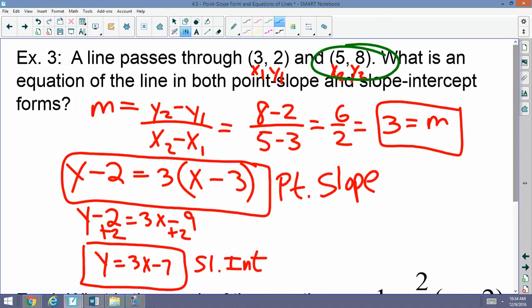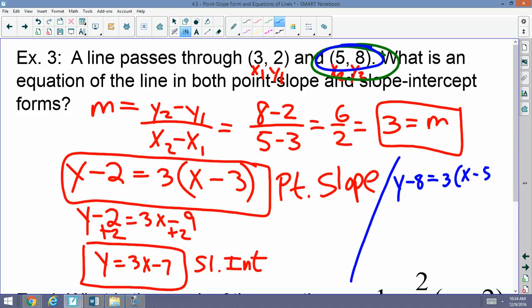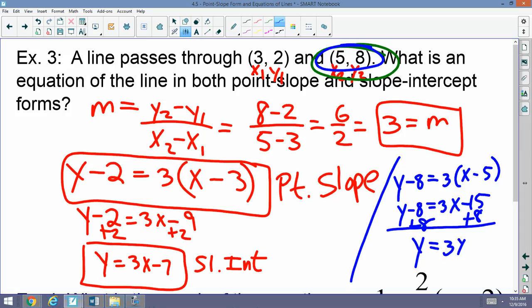Let's just say that I use 5, 8 instead. I want to do it real quick, just so you can see. So y minus y1 equals m times x minus x1. Totally different point-slope forms. But if he's correct, when I solve for y into slope-intercept form, it's going to be the same. So let's see, y minus 8 equals 3x minus 15. Add the 8, add the 8, y equals 3x minus 7.